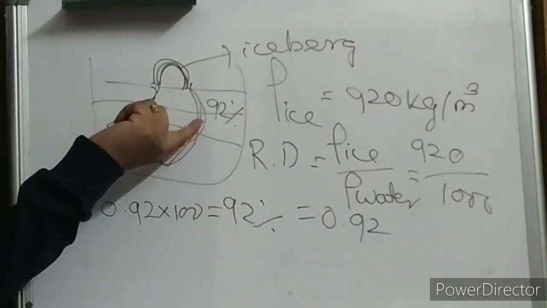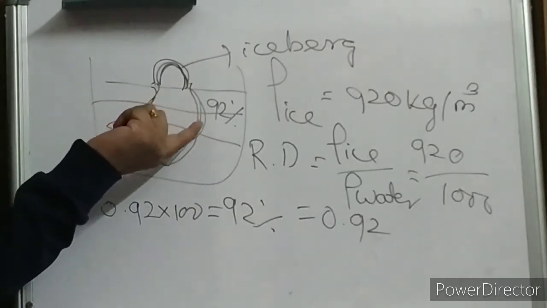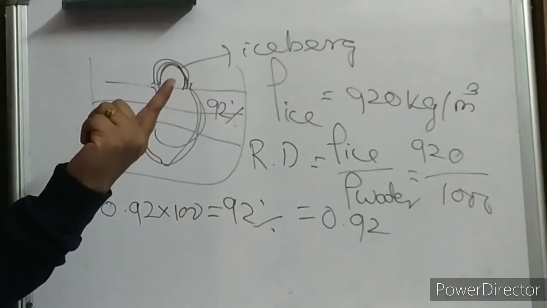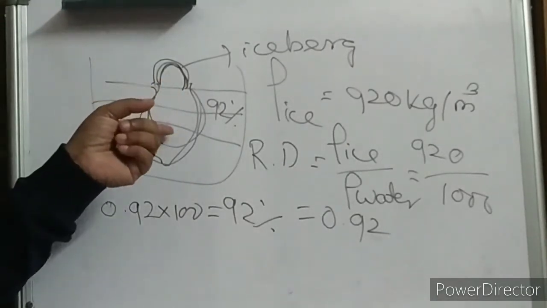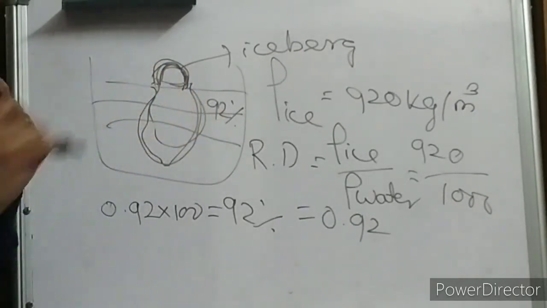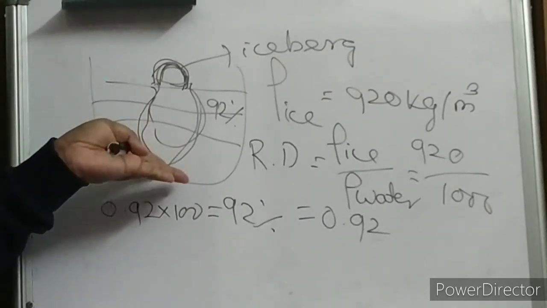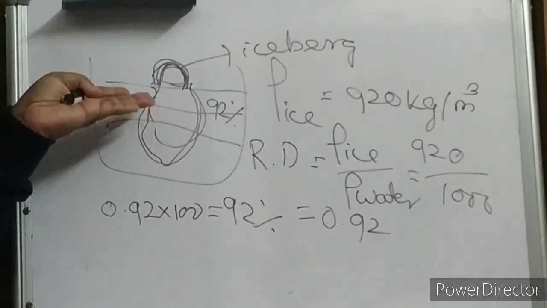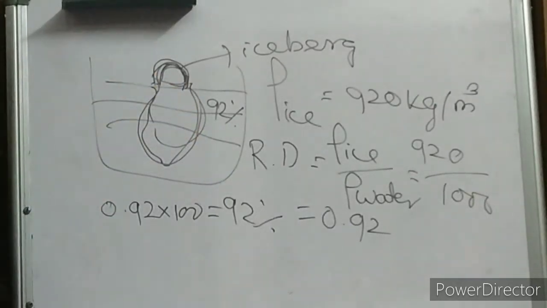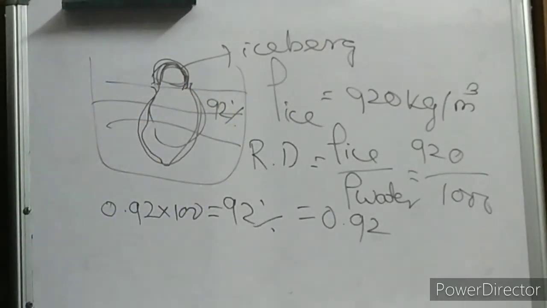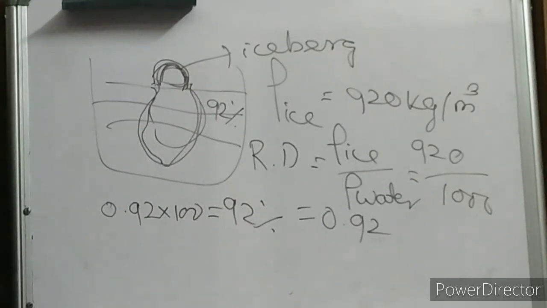Since the major part of the iceberg is inside the water, it is difficult for a ship to estimate the exact size of the iceberg because only this much is visible. The other part is completely inside the water. So it is very difficult for the ship or the captain of the ship to estimate the size of an iceberg. So there is danger of the ship colliding with the iceberg. Hope you are getting this theory. Is it clear, children?